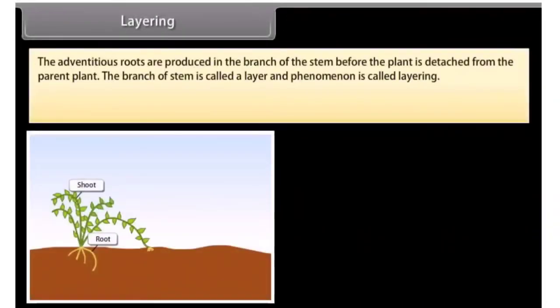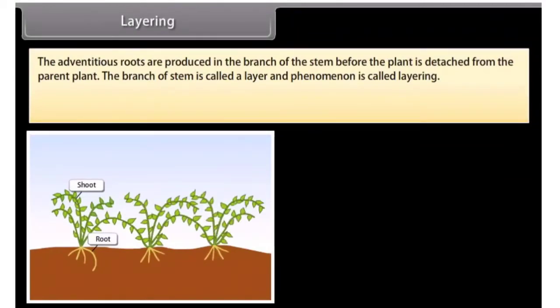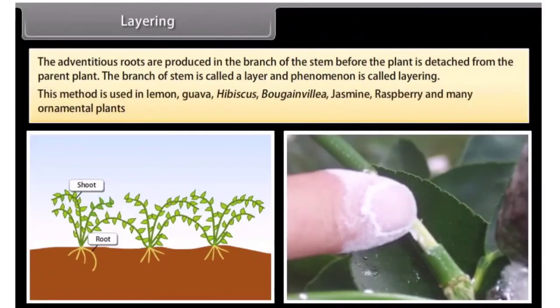Layering. The adventitious roots are produced in the branch of the stem before the plant is detached from the parent plant. The branch of stem is called a layer, and the phenomenon is called layering. This method is used in lemon, guava, hibiscus, bougainvillea, jasmine, raspberry, and many ornamental plants.